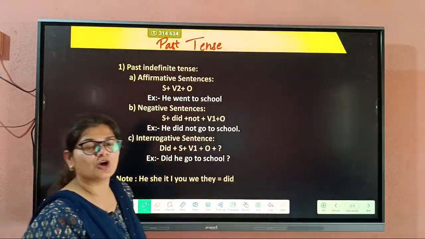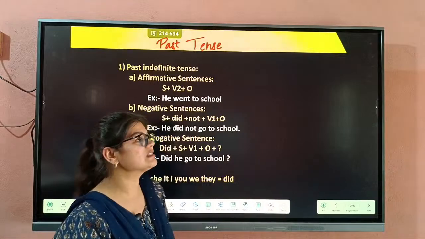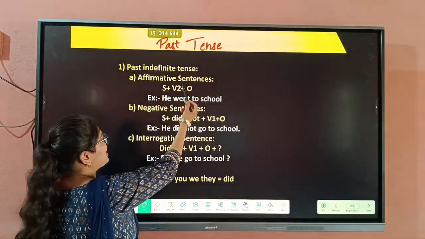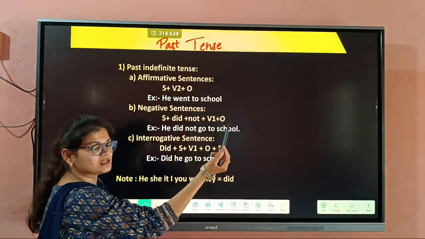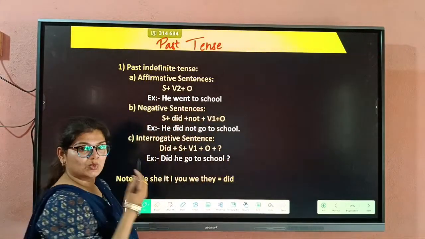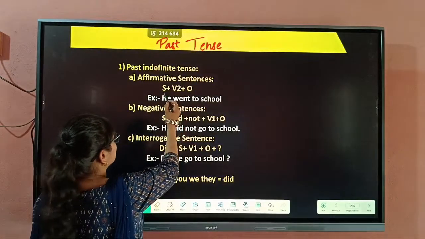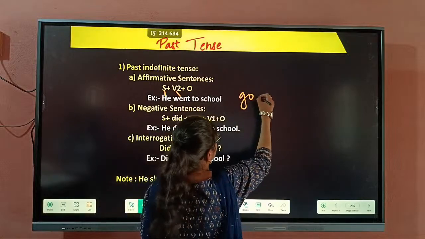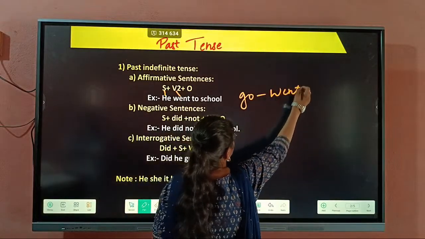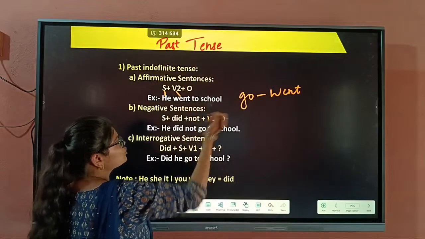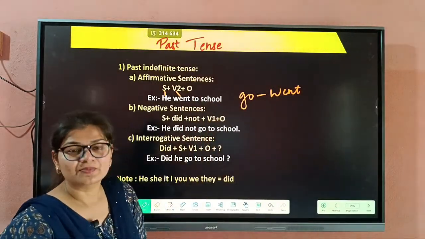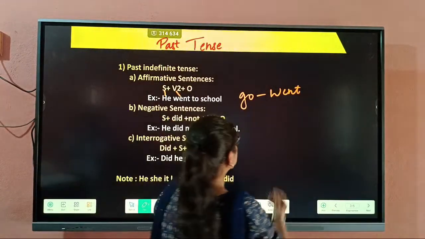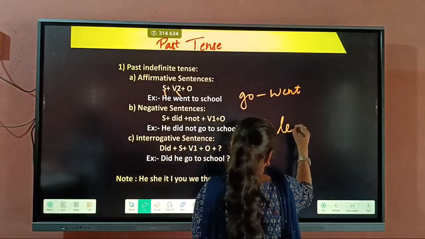Now, the formation of the affirmative sentence is subject plus verb's second form and object. Okay, now look, what is the example? Subject, he goes, second form, went. He went to school, right? Then another example, we learned our lesson.